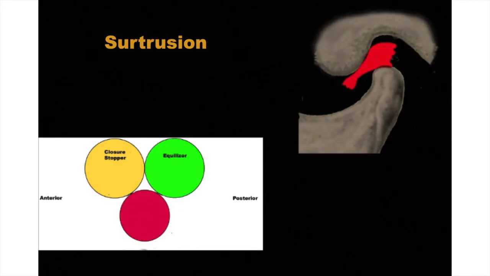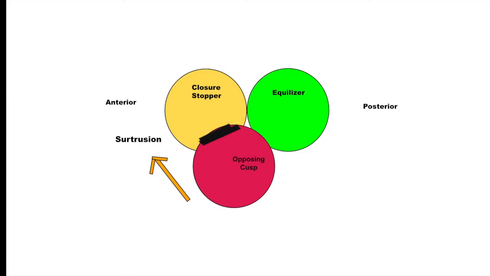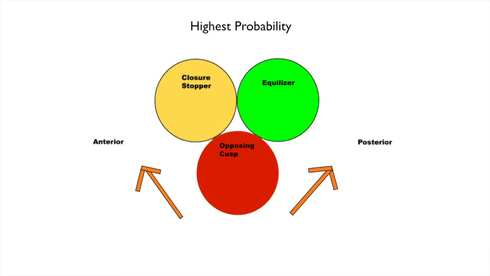Be sure you notice that the disc is moving retrusively relative to the condyle to reestablish its central fovea posture with the condyle. That is the critical geometry of surtrusion. The vast majority of the time, both of these movements are occurring simultaneously.